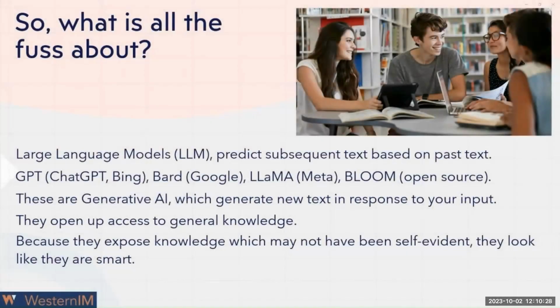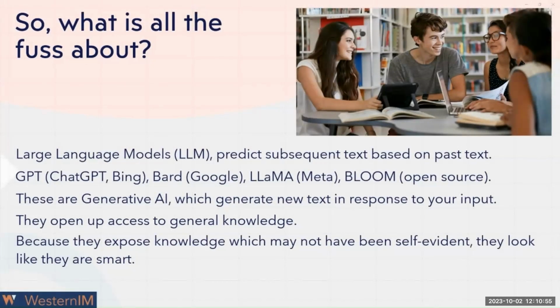So what's all the fuss about? Well, as mentioned, the current buzz is all around large language models, which are a type of neural network. Large language models analyze large volumes of language, or text. They then model the language so that if you give it some text to start with, it can predict what subsequent text is likely to be.